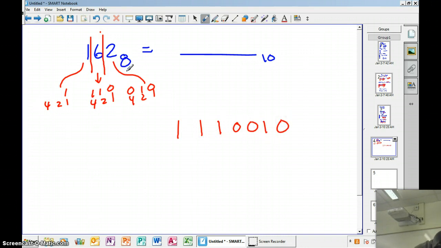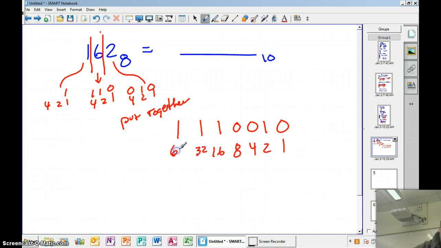Now put it all together. Okay? After I put this all together as one big number, guess what I'm going to do? A big Marashio table. 1, 2, 4, 8, 16, 32, 64. So it's going to be 64, 32, and 16 plus 2. So 64 and 16, I'll add quickly, that's 80. That's 112, 114. So this is 114 in base 10.